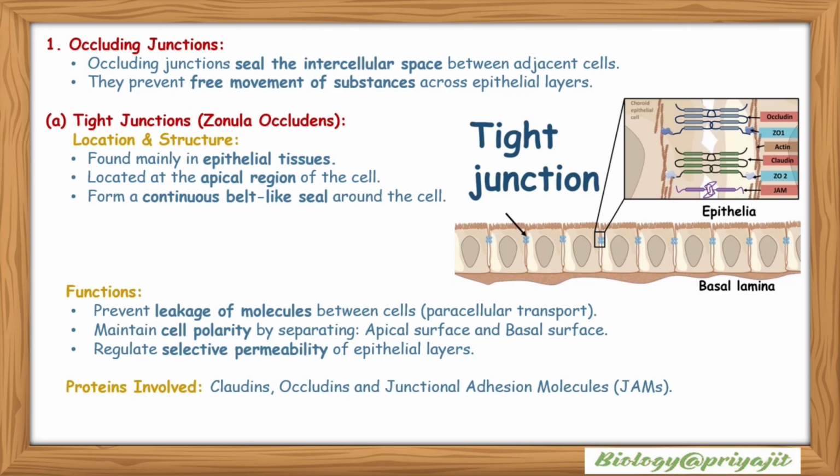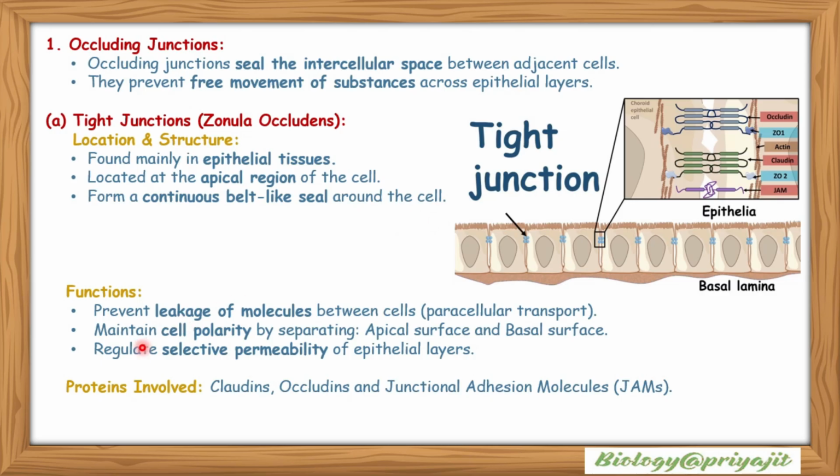Occluding junctions seal the intercellular space between adjacent cells. They prevent free movement of substances across epithelial layers. One example of an occluding junction is the tight junction, which is also known as zonula occludens. They are found mainly in epithelial tissue. This is the epithelial tissue, and in between cells of the epithelial tissue there are tight junctions. They are located at the apical region of the cell and form a continuous belt-like seal around the cell.